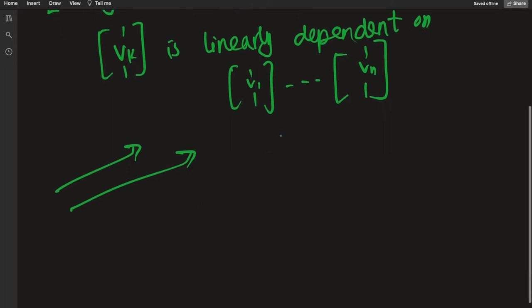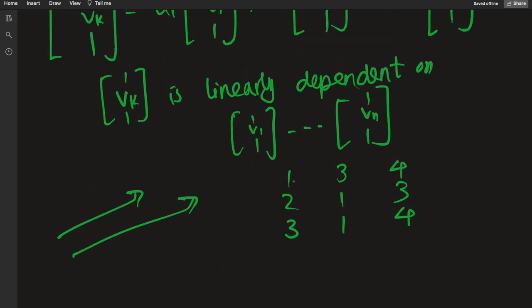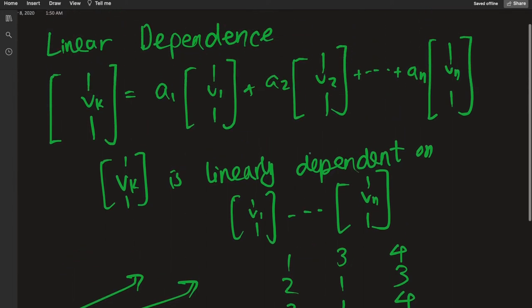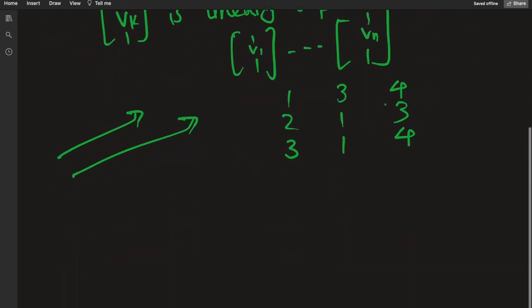But if you have, say, two vectors, 1, 2, 3 and 3, 1, 1, and a linear combination of them, 4, 3, 4. So 4, 3, 4 is clearly linearly dependent on the first vector and the second vector, because you add both of them up. You take a1 equal to 1, a2 equal to 1. Add them up, you get this guy, 4, 3, 4.